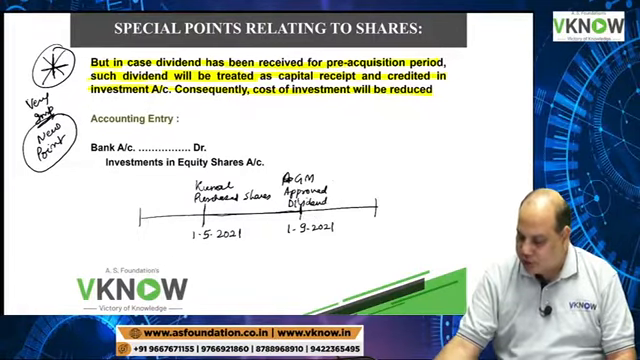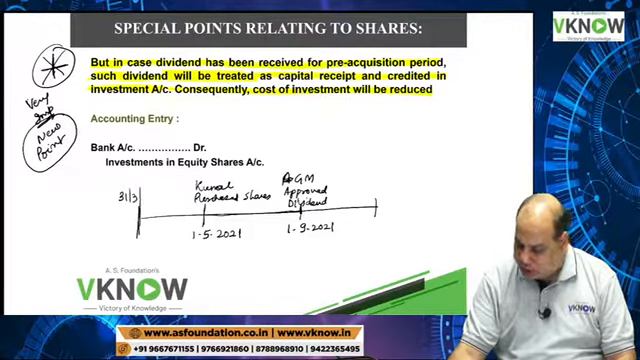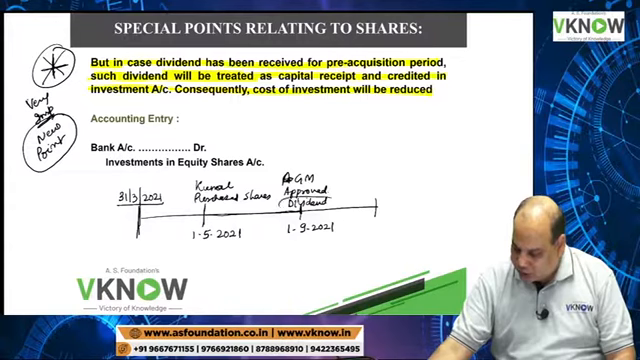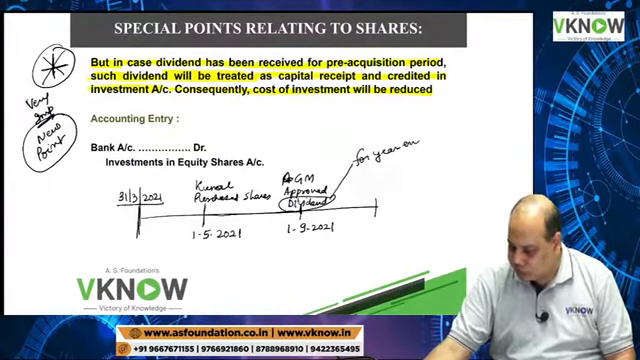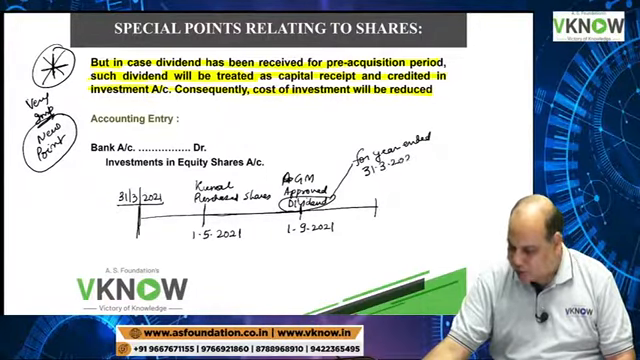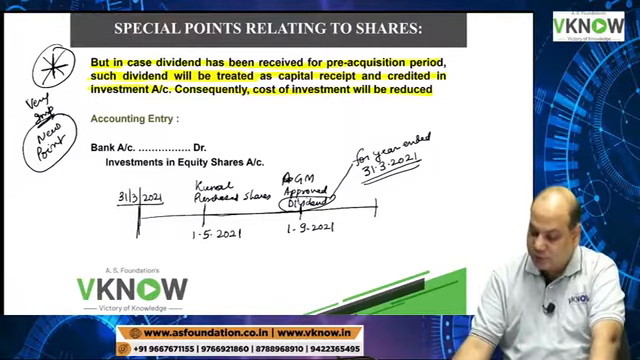Now this dividend is for which year? This dividend is for the year ended 31st March 2021. This is basic knowledge you should have.